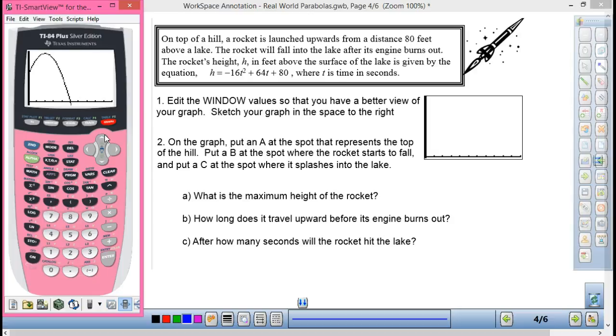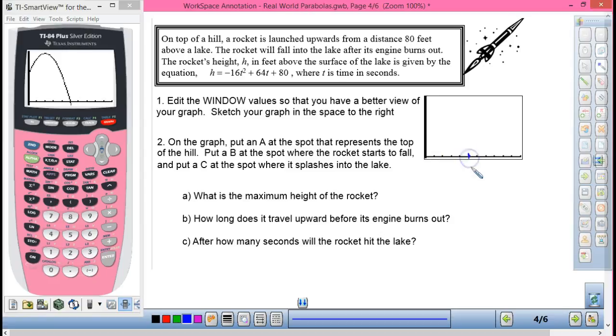So I would sketch about where it hits 1, 2, 3, 4, 5, and then just kind of make it look like this. Notice how it doesn't go all the way down to the ground over here. It kind of starts up here.